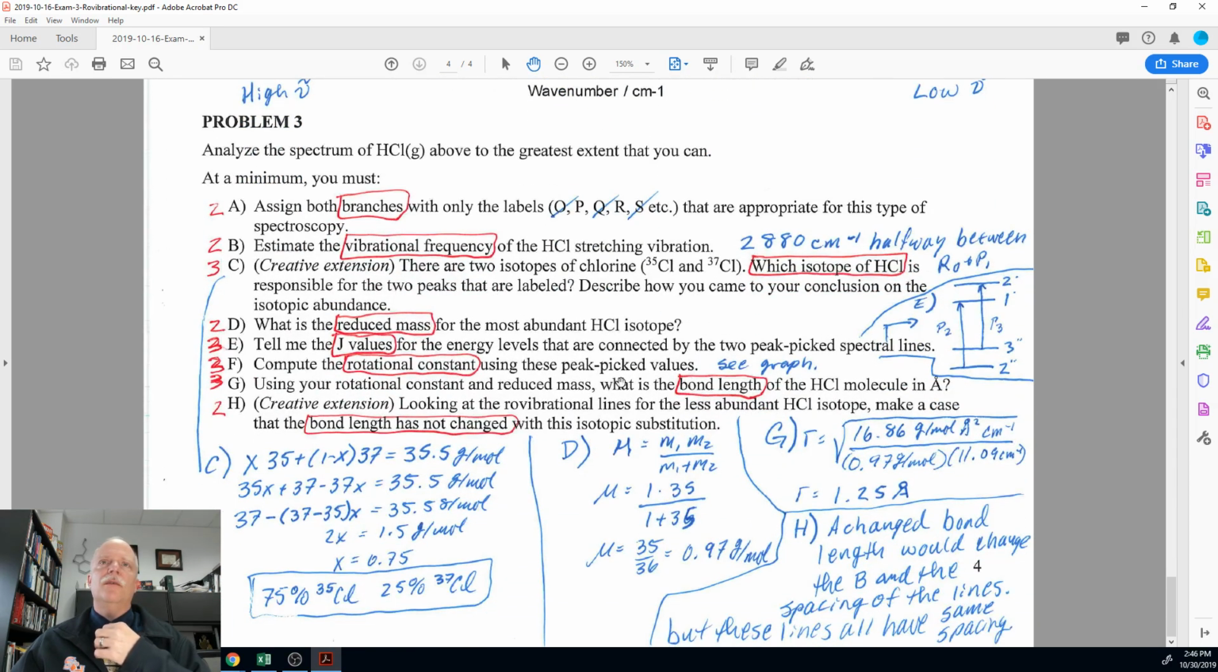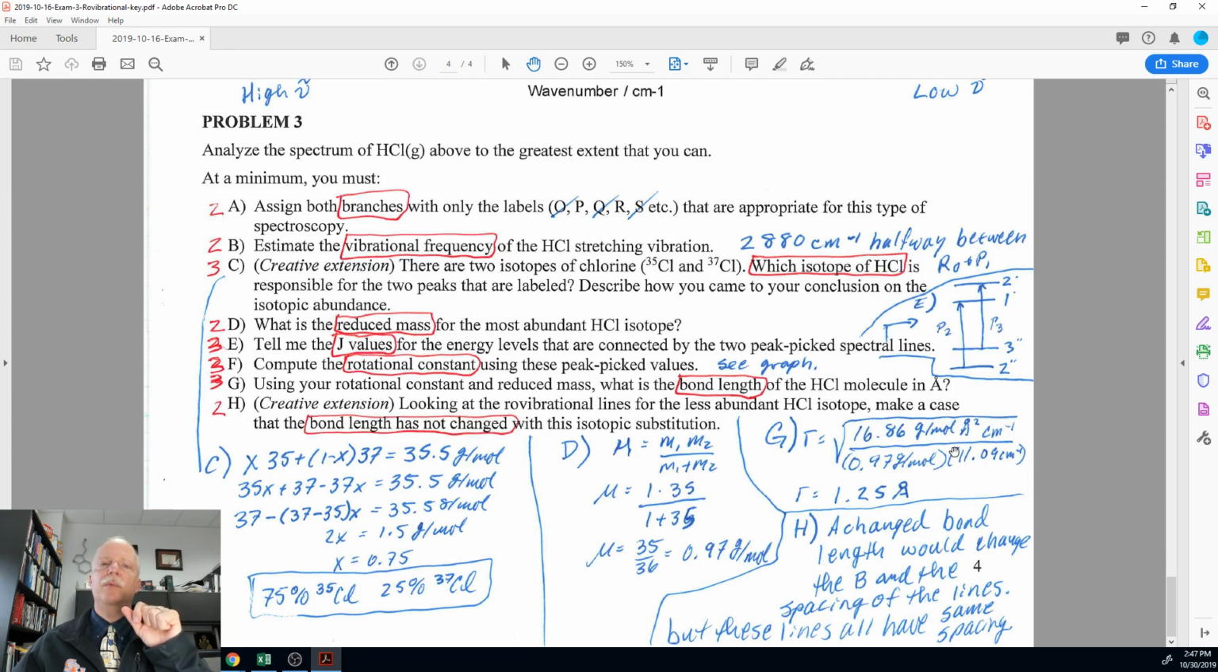And we can use that to compute the bond length. So in lecture, we talked about this constant here to make life simple, where it has Planck's constant and conversion from meters to angstroms, and the speed of light and meters per second to wave numbers, all of those different things. So we were able to come up with this constant to solve for the bond length if we knew the reduced mass in grams per mole and the rotational constant in wave numbers. So it was a straightforward calculation.